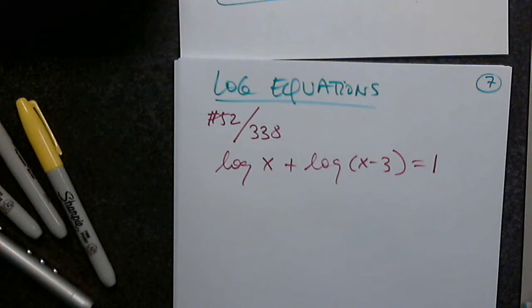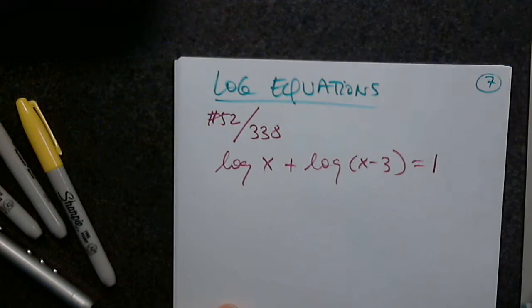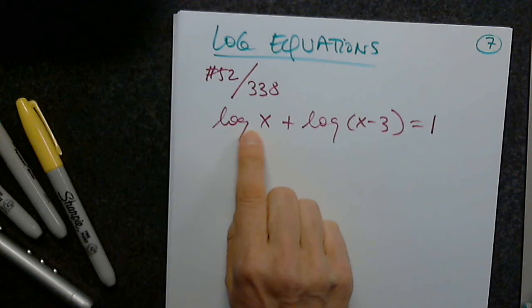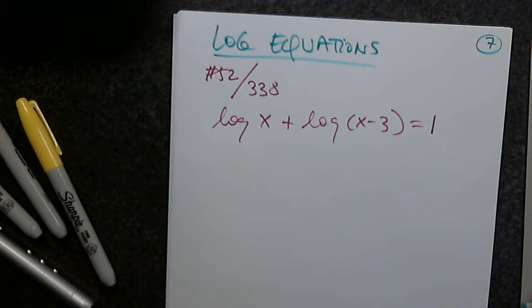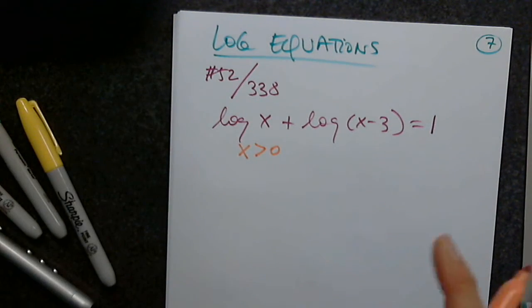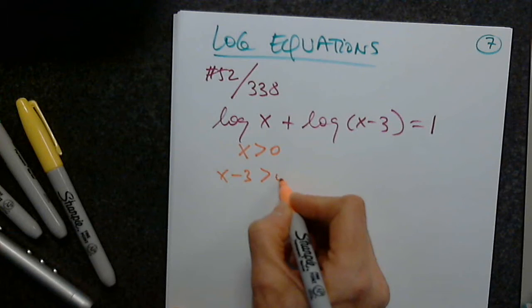Okay, what type of equation is this? Log. Yes, it is log. What is the domain? What do I have to write? What is the restriction for this to exist? I have to write that x, exactly, is greater than 0. And x minus 3 has to be greater than 0.